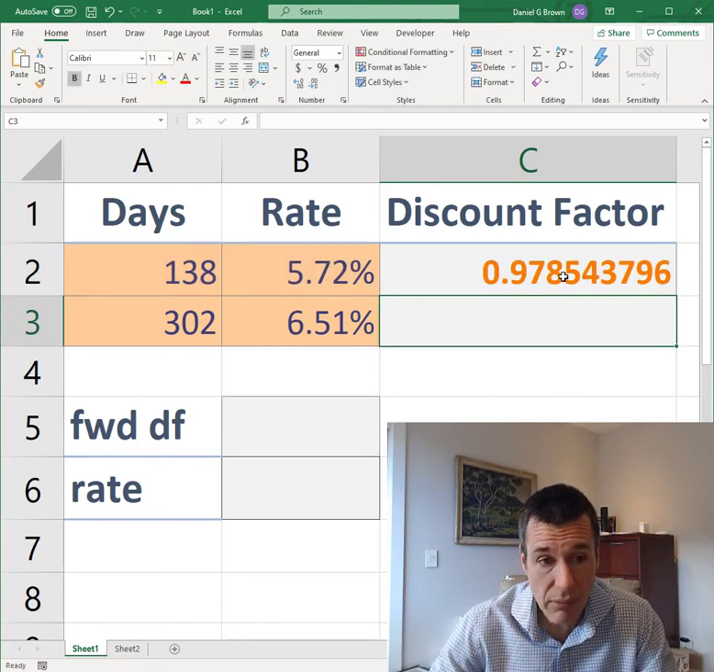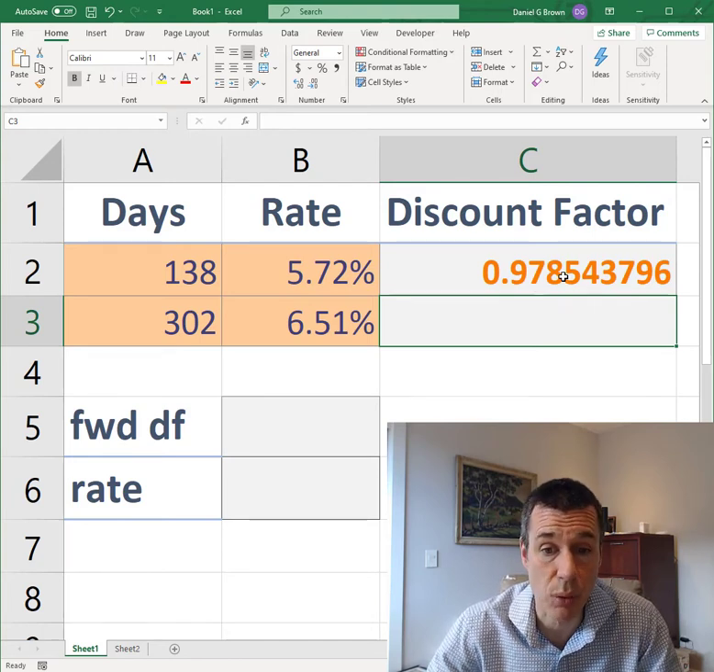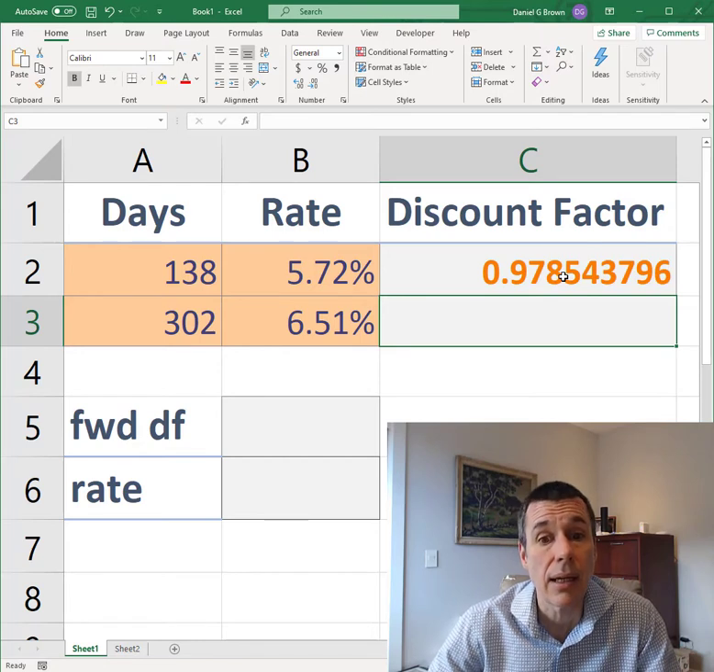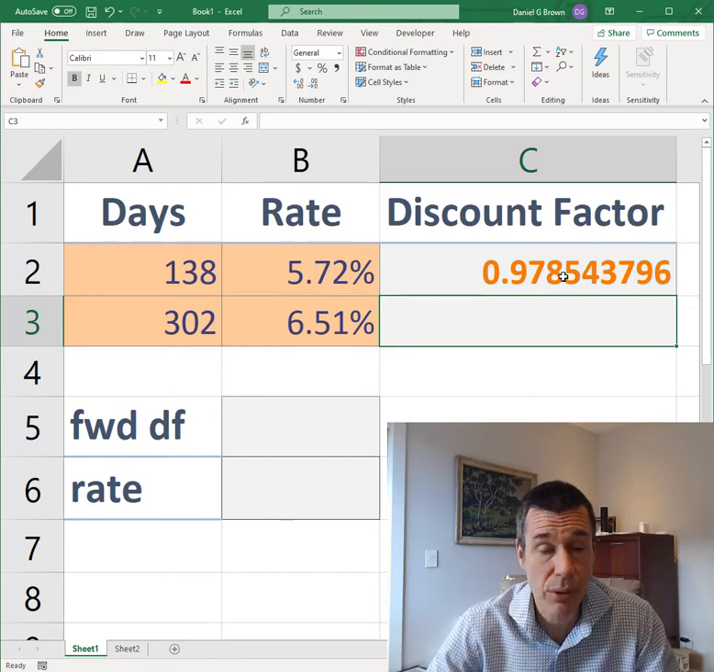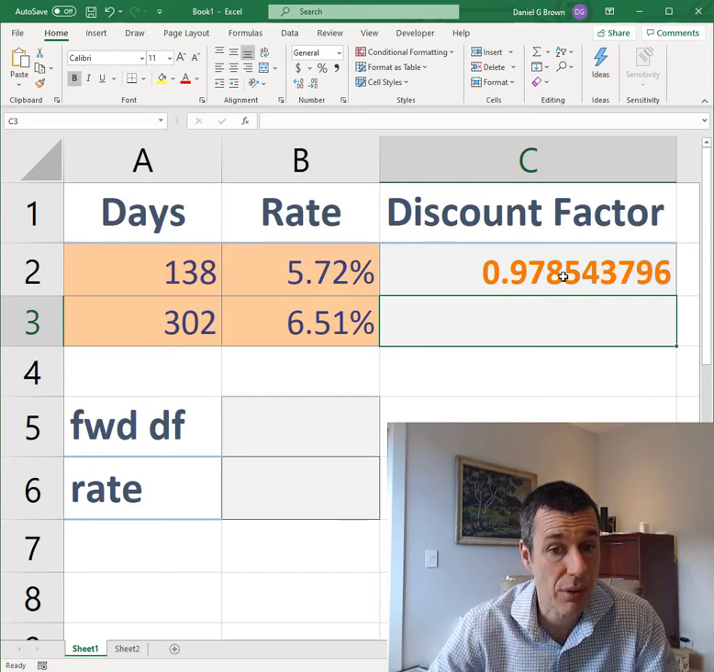So for 138 days, the discount factor is 0.978544. The discount factor is the present value of $1. If I have a cash flow in 138 days, I multiply the size of that cash flow times the discount factor to find the present value.